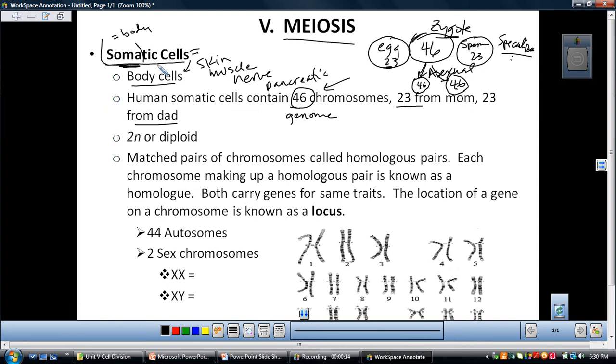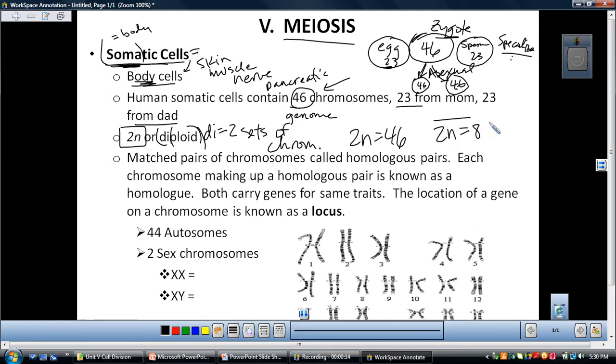Going back over here, somatic cells, which are body cells, are diploid. Di means two, and ploid refers to sets of chromosomes. So these body cells have two sets of chromosomes because one set is from mom and one set is from dad. The notation we use to represent that is 2N. So for a human you would write 2N equals 46. If I was talking about a fruit fly, 2N equals 8, because they have 8 chromosomes. So in all of our body cells, 2N equals 46.